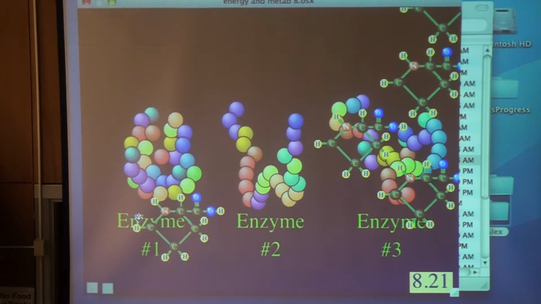It's like if you have an assembly line at a factory and the first guy doesn't show up at work, well, nobody else is going to be able to do anything that day because they all depend on the first guy doing his job. And so the whole metabolic pathway shuts down.